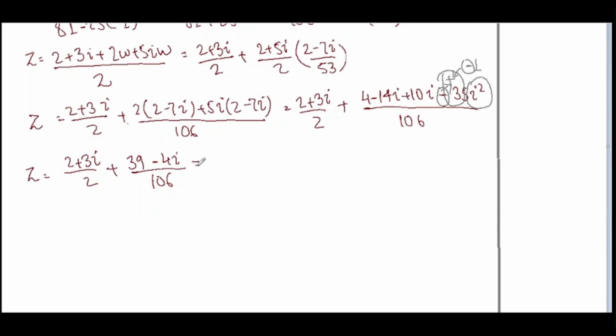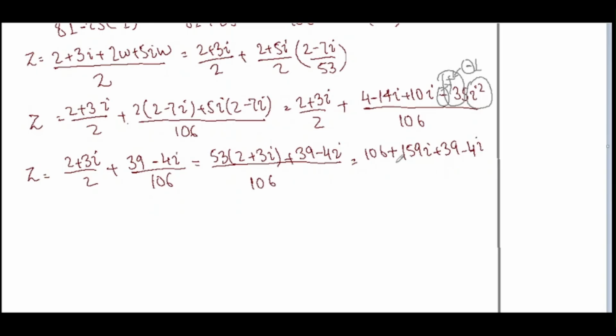So now we are going to take the LCM. 2 into 53 is 106. So we are going to multiply this whole term with 53. So 53 into 2 plus 3 iota plus 39 minus 4 iota whole divided by 106 equals 53 into 2 is 106 plus 53 into 3, we get 159 iota, plus 39 minus 4 iota whole divided by 106.